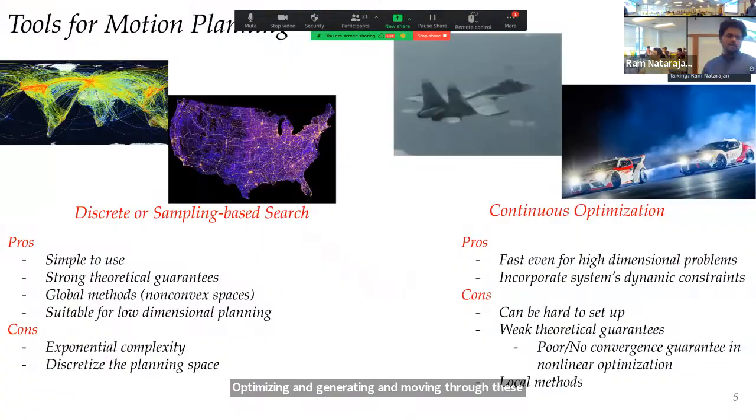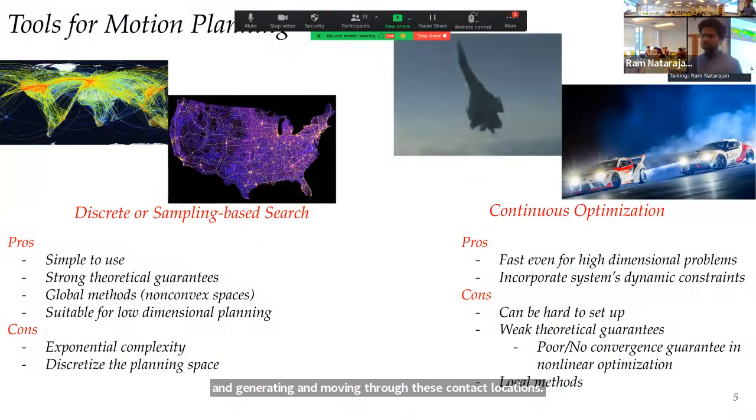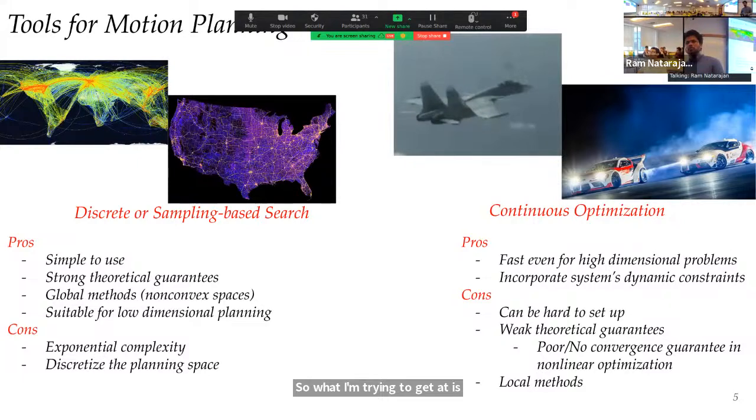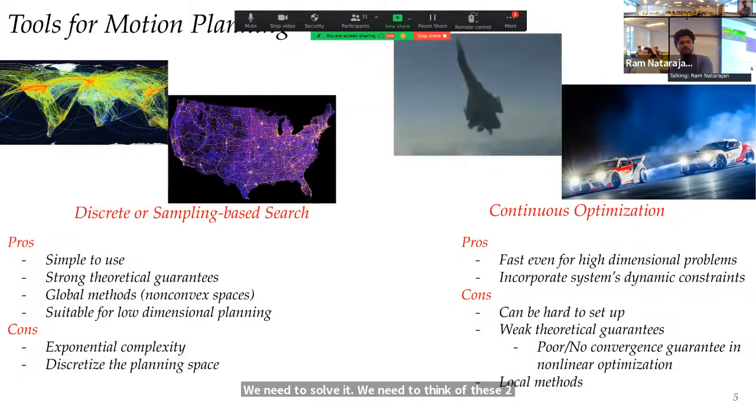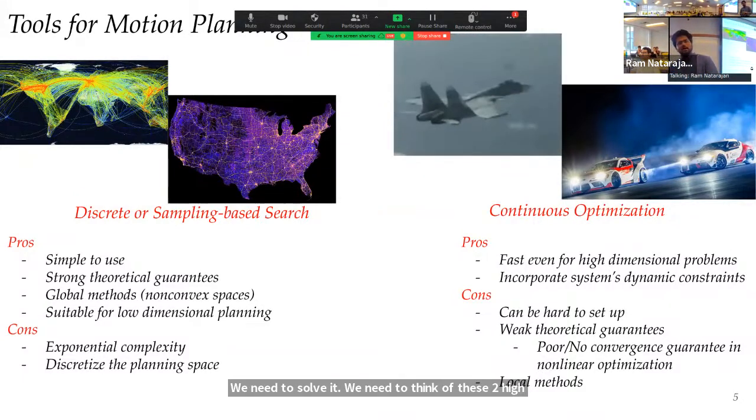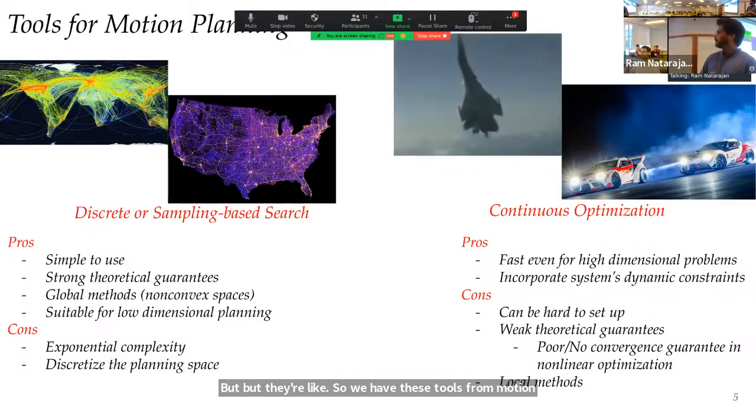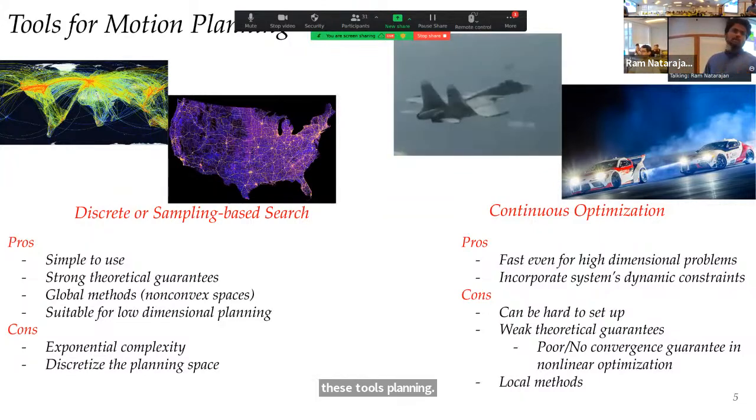So what I'm trying to get at is we need to think of these two: high-level discrete decisions and low-level continuous decisions. We have these tools from motion planning, which can do these two things independently really well.